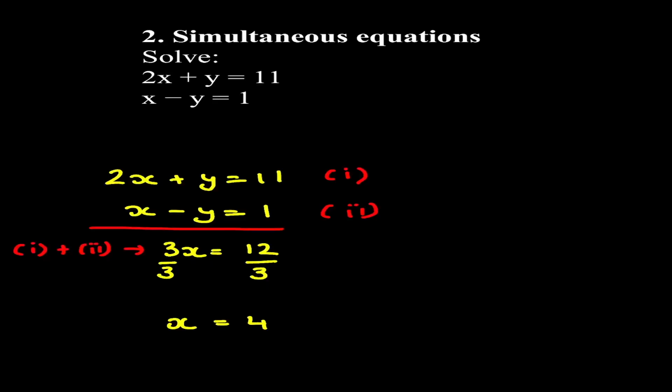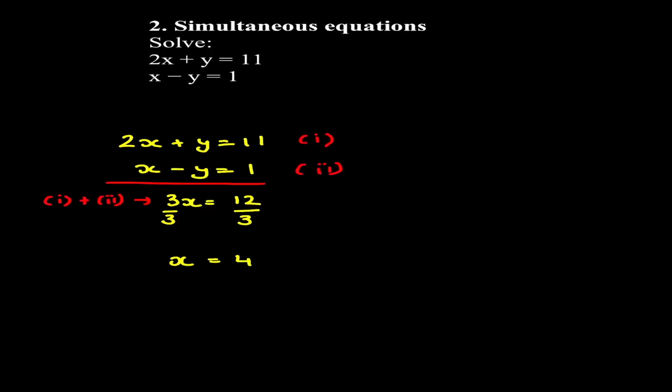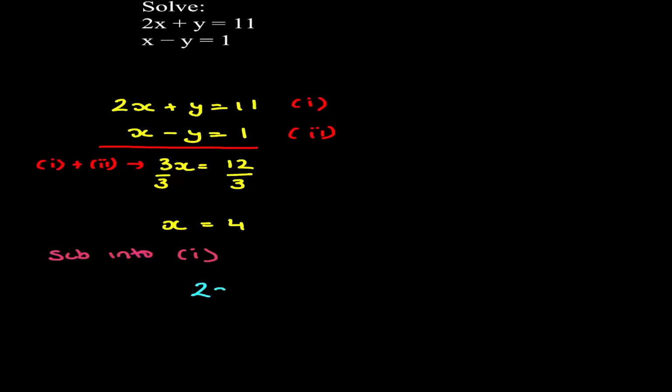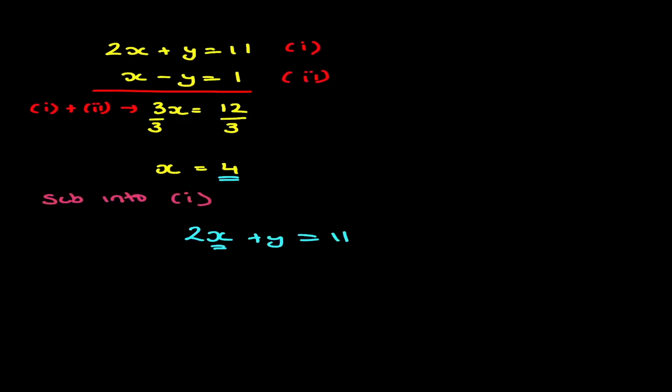I need to work out what y is. So I'm just going to substitute that back in. I could sub that back into either equation 1 or 2. Let's just sub into equation 1. So we're going to rewrite the equation. So I've got 2x plus y equals 11. And instead of x, I'm going to type in 4. So I'm going to use brackets. So you have 2 brackets 4 plus y equals 11.